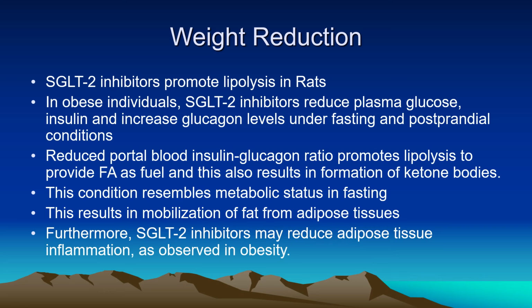They reduce glucose and they increase glucose excretion. And in obese individuals, elevated plasma glucose, insulin, and increased glucagon levels under fasting and postprandial conditions have been found. Now, they reduce the portal blood insulin to glucagon ratio, which promotes lipolysis and provides fatty acid as a fuel for generation of energy. And during this process, they also generate ketone bodies, and this condition resembles metabolic status during fasting. And this is how there is a reduction in the fat in adipose tissue and promotion of lipolysis. And further, SGLT2 inhibitors may reduce adipose tissue inflammation, which is found to occur in obese adipocytes.